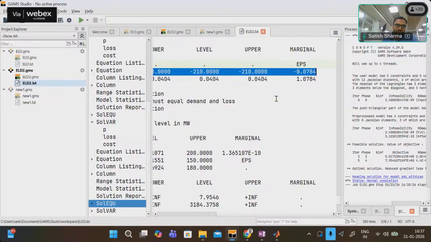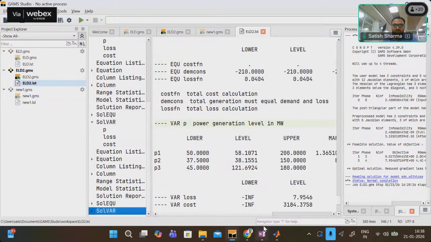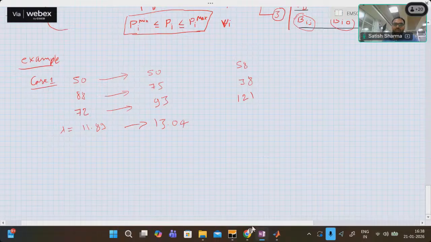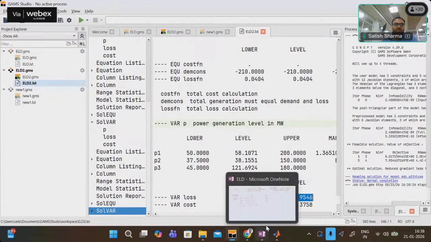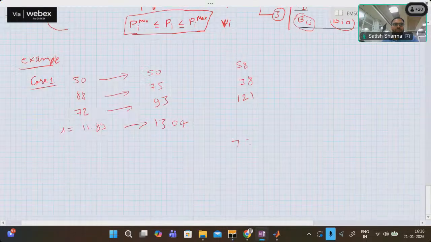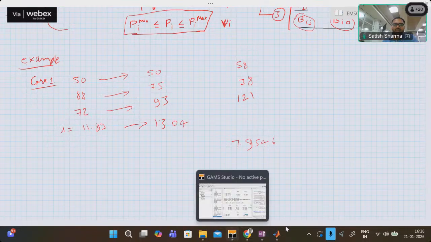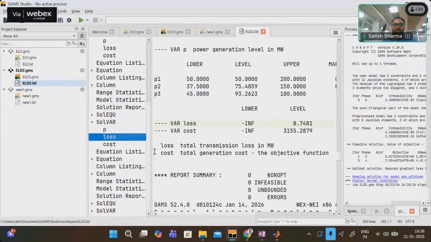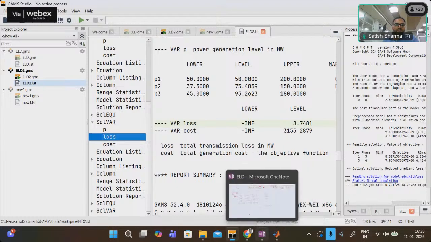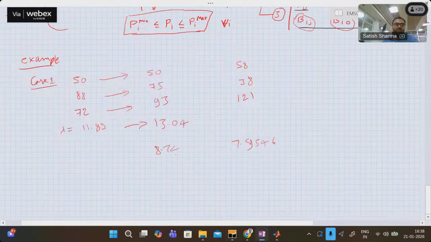Okay. So the variables have been mentioned: 58, 38, 121, and losses. Let me see the losses. The P loss is basically 7.9546. So how much is the losses? 7.9546. Earlier the losses was 8.74, and here it was 0 because we have assumed it 0.